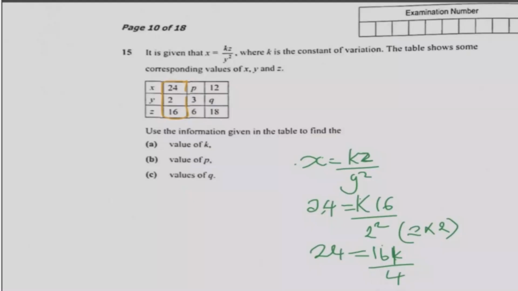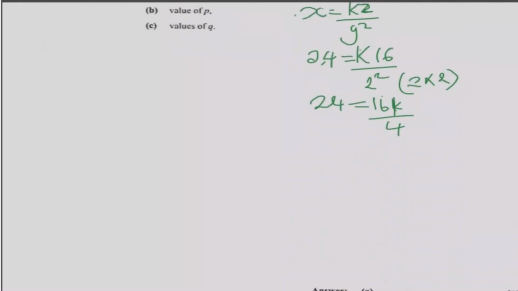Now once we have found that, the next thing we do is cross multiplication. It's more or less like 24 over 1, then cross multiply, which is going to be 16k times 1 gives us 16k, which is equal to 24 times 4. Since we are not going to be using a calculator, we just write it like that.